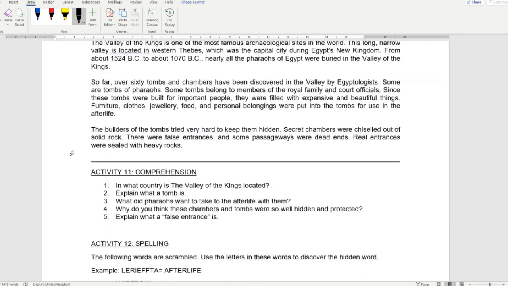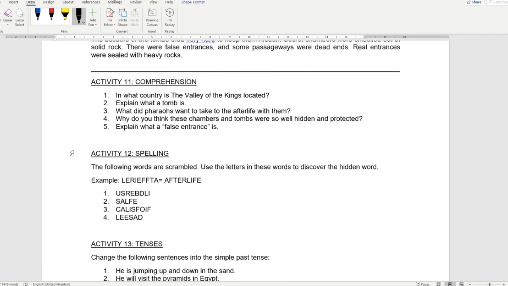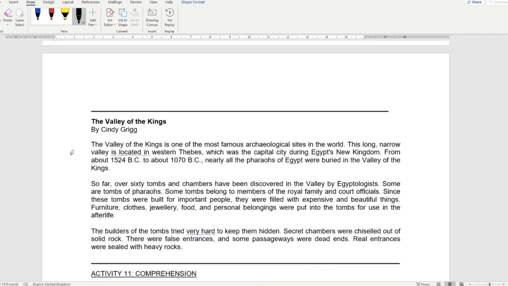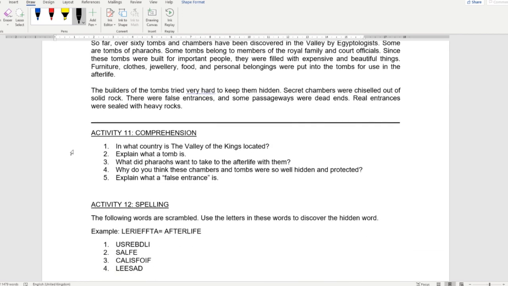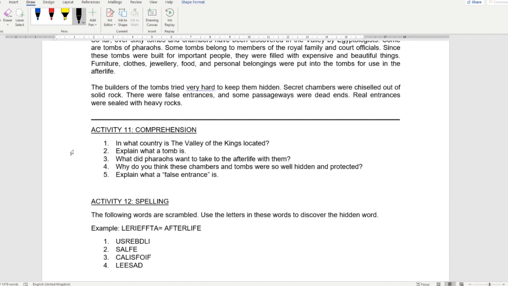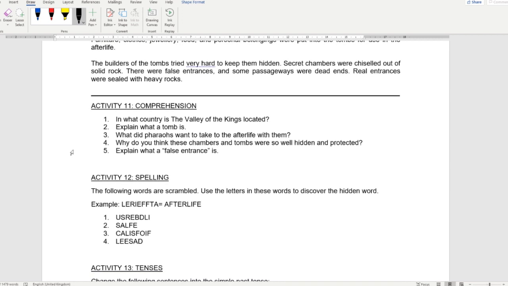Okay, let's get on to activity 11, which is a comprehension test about this text, the Valley of the Kings. This is where many pharaohs were buried during the Old Kingdom, the Middle Kingdom, and the New one. Okay, so let's get started. In what country do you find the Valley of the Kings? It was Egypt. You can still find it there though. So explain what a tomb is. It is basically, I'll just write down here, a grave site, or a grave rather. A tomb is a grave.